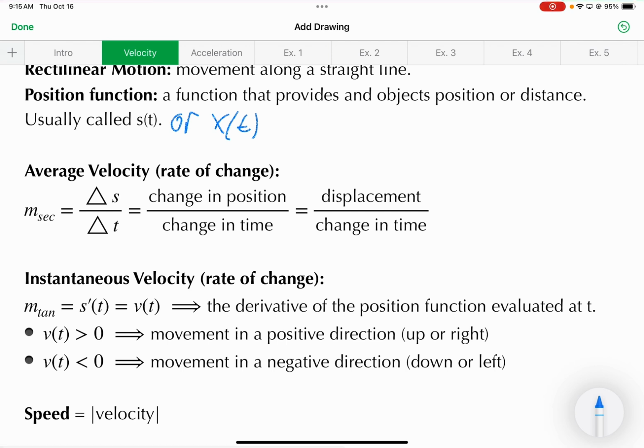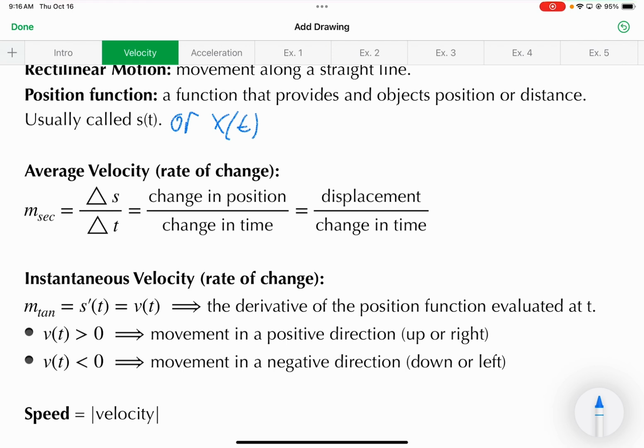And then our instantaneous velocity is the rate at which our position is changing at a specific time, okay? So we find that by taking our derivative and evaluating it for whatever that timestamp is, and that's the slope of our tangent line to our position function. So slope of our tangent line, s prime of t is equal to v of t, which is the derivative of the position function evaluated at time t.